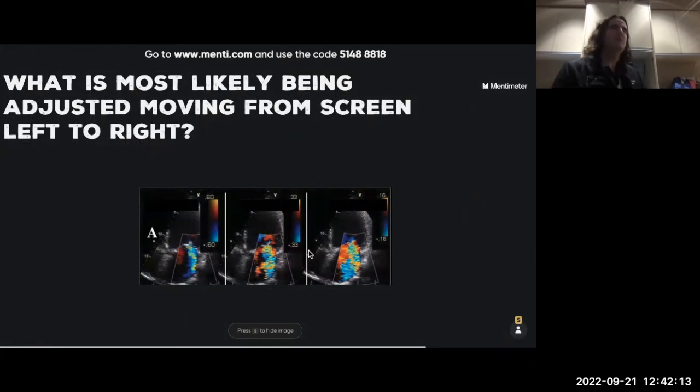Okay, there is another mode of Doppler that can be used to detect flow. Do you guys know what that would be?